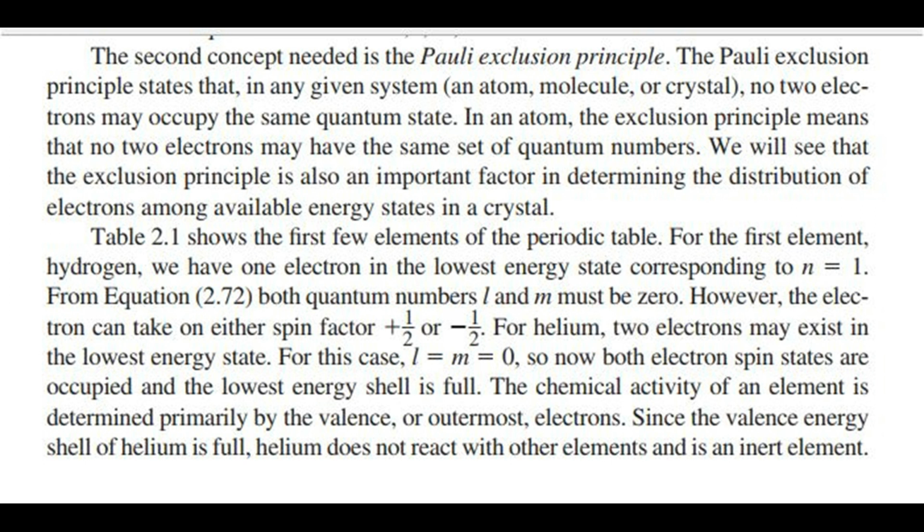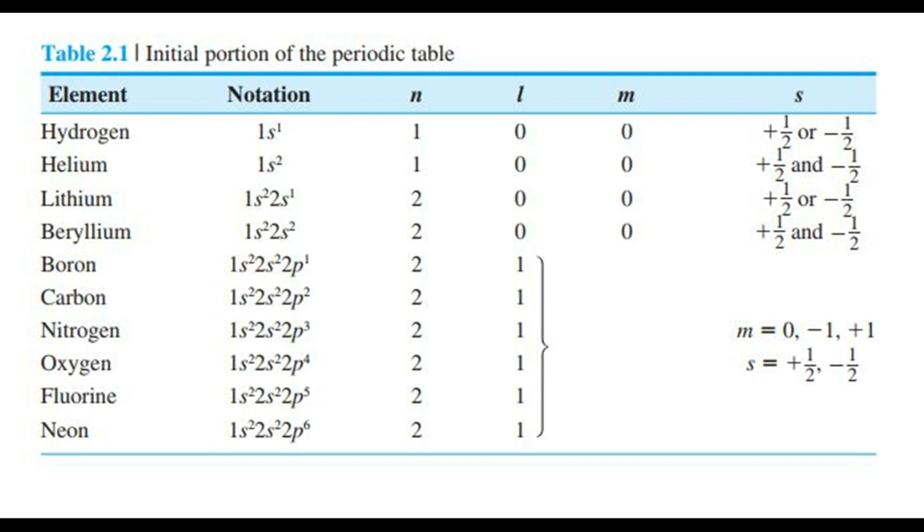The chemical activity of an element is determined primarily by the valence, or outermost, electrons. Since the valence energy shell of helium is full, helium does not react with other elements and is an inert element. Table 2.1, initial portion of the periodic table: hydrogen, helium, lithium, beryllium, boron, carbon, nitrogen, oxygen, fluorine, neon.